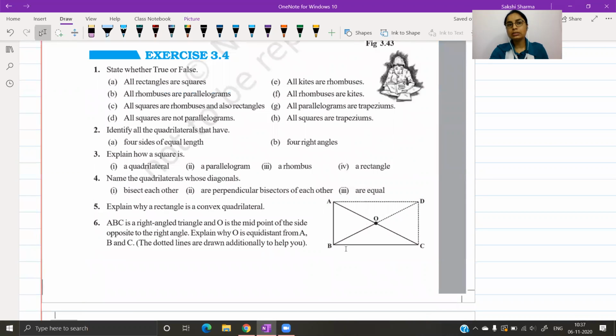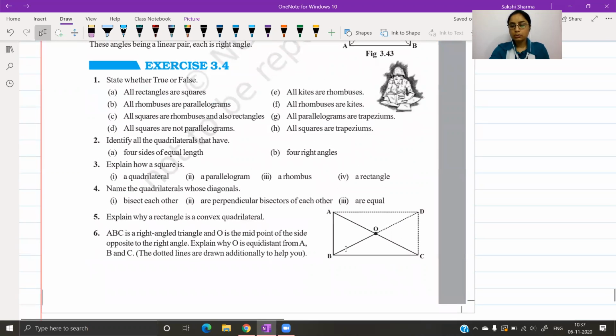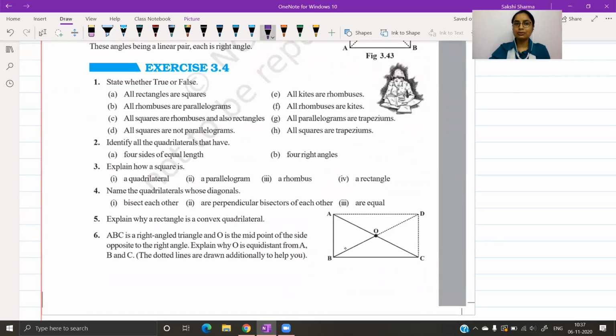First question is state whether true or false. So this one's actually just a true false question, but it requires a little discussion. So we will be doing this afterwards. And I'm going to do the second, third, fourth question with you first.